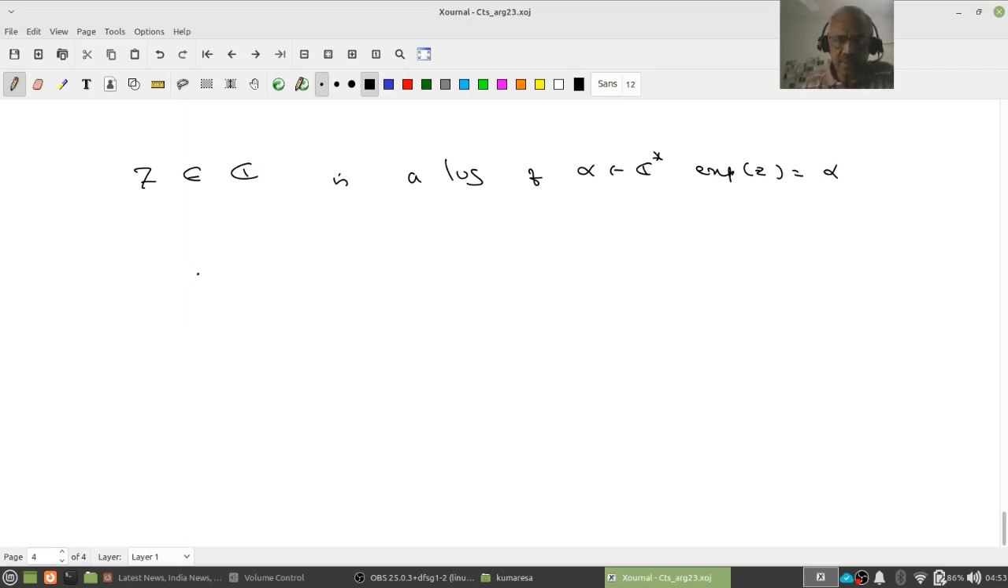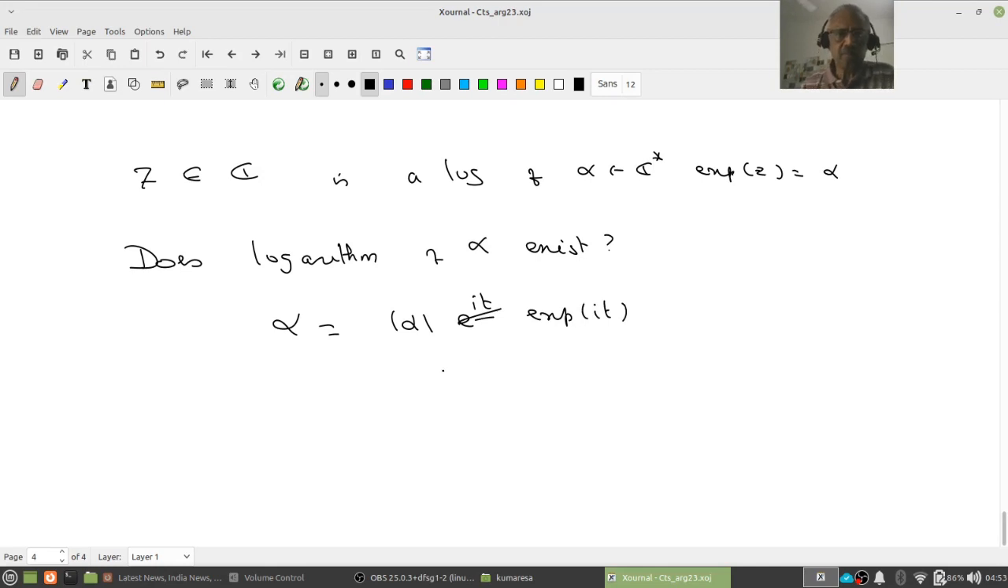Now how to find it? The first question is, does a logarithm of alpha exist? That means whether there exists such a complex number. Let us look at that. Alpha, we know, is mod alpha e power i t, or let me write exponential of i t. Now remember what I am looking for: a z such that exponential of z must be this.